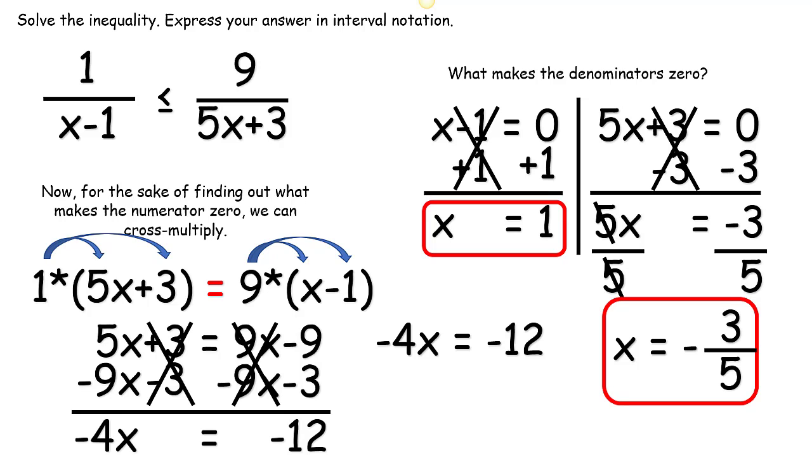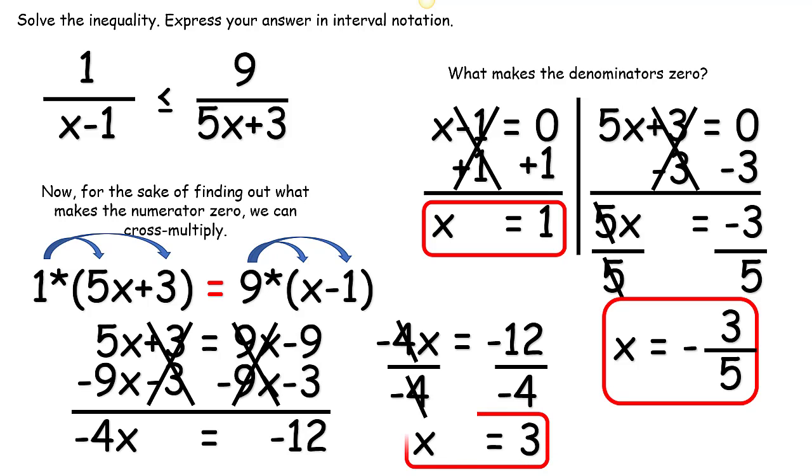All right, so let's move this over here so we can simplify a little further. Divide both sides by negative 4. And when you do that, you get x equals 3. All right, and so that number is the number that makes the numerator equal to 0. And it's hard to see that now because if you look at the original problem, that's what faked me out. The first time I did this problem, I said, well, the numerators can't be made equal to 0 because they're 1 and they're 9. And you do find out through cross multiplication that they can be made to be 0. So now we have our key numbers, those three numbers: negative 3/5, 1, and 3.